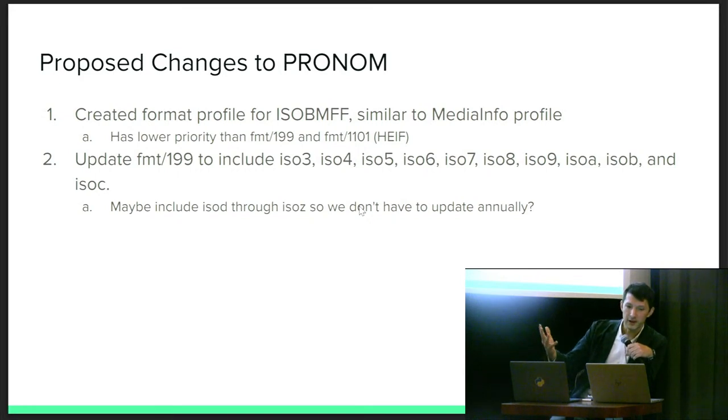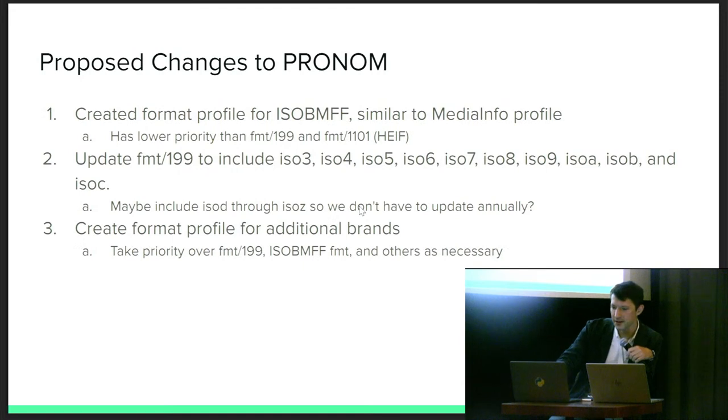A question that I would have here is that because MPEG keeps releasing more variants of this, and I'm not fully certain how MPEG works, would it be better to just lie and say ISOZ exists and just allow all of those things, or would we be best off going back and updating this annually? And then finally, going ahead and making more format profiles for all of these additional brands. So things like the CRX file format, which already has one, but maybe JXL or maybe MPEG-DASH, et cetera.